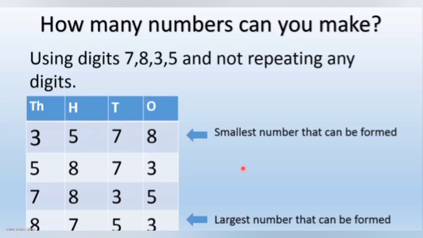So if you want to make the smallest number, you have to always start with the smallest digit given. You know the values. 3 is the smallest digit. So we are going to write in ascending order. 3, then 5, then 7 and then 8. This becomes our smallest number. This is the smallest number that can be formed using these 4 digits.